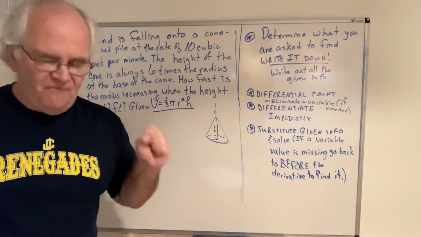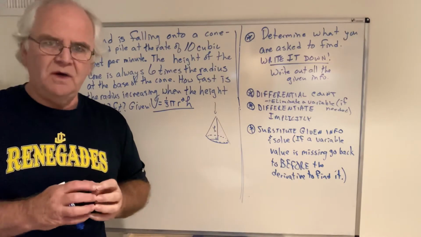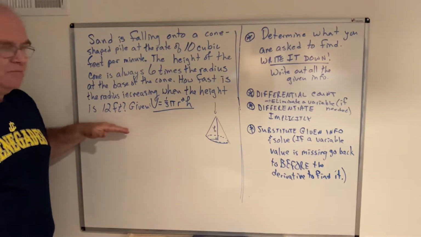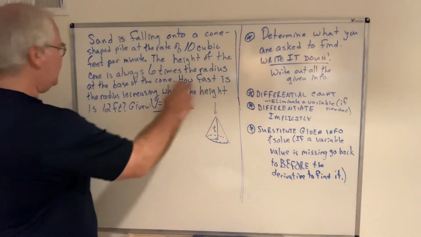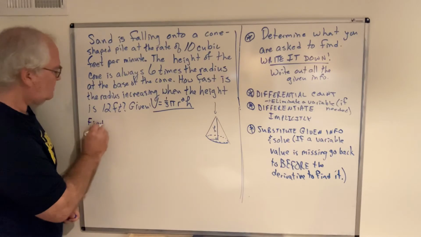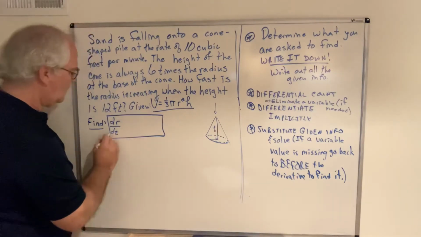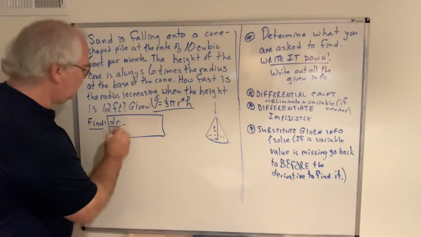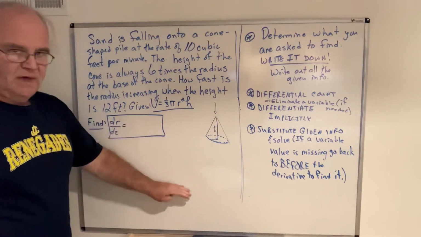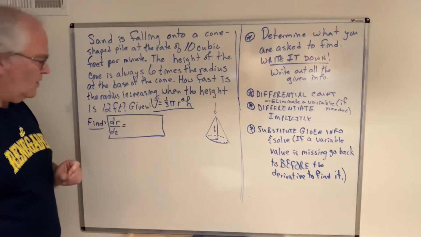Not always, but very, very often, almost every time, for the work that we're going to be doing, what you're going to be asked to find is a differential, d something dt. So we're asked to find how fast the radius is increasing. Go ahead and write it out: find dr/dt. That's what we're looking for. We're not done until we find that number. You might get some wonderful intermediate results, and they might be wonderfully correct, but you're not done until you find what you're looking for.